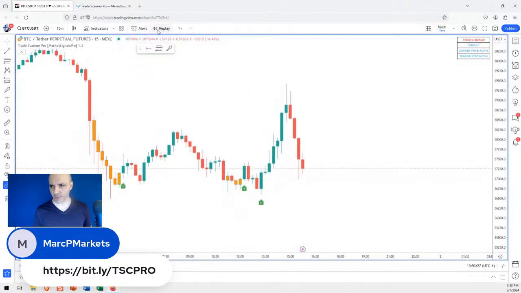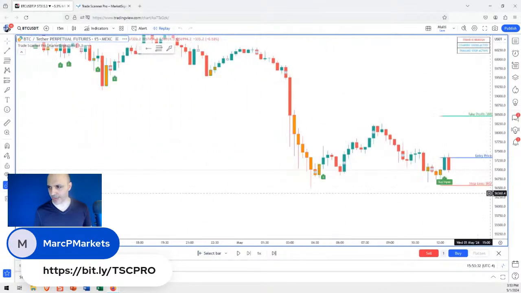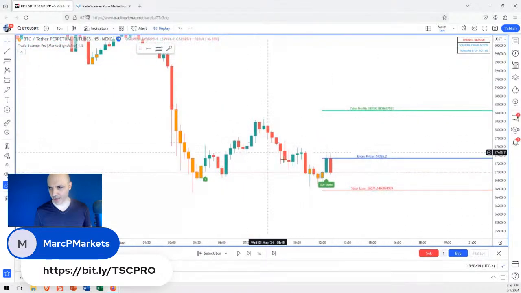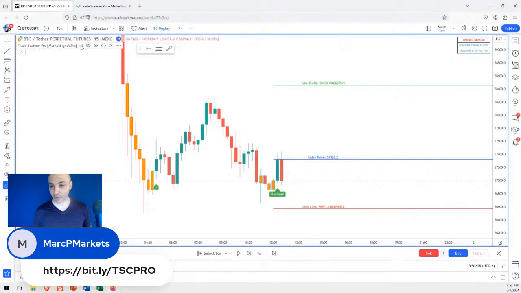Now I can use the replay, right? And we can see how that trade actually played out. So that was the trade that was called at that time. You see this? That was a counter trend trade.